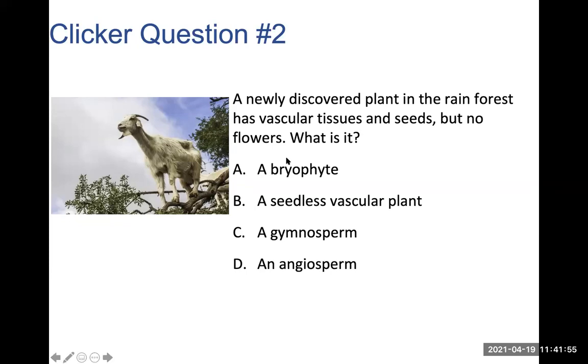Correct. Bryophytes don't have vascular tissue. They are non-vascular plants. They have stomata and cuticle. Seedless vascular plants have vascular tissue, but there are no seeds. Gymnosperms have vascular tissue and seeds, but no flowers. So that's the answer, no flowers. It has vascular tissue and seeds. Angiosperms have flowers.